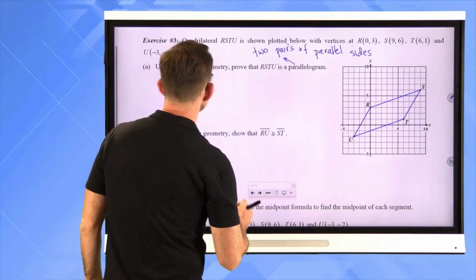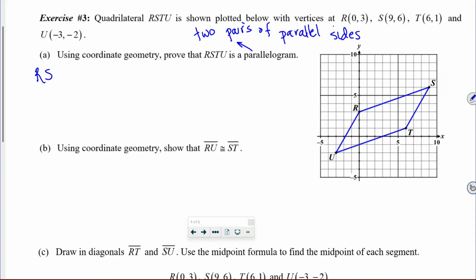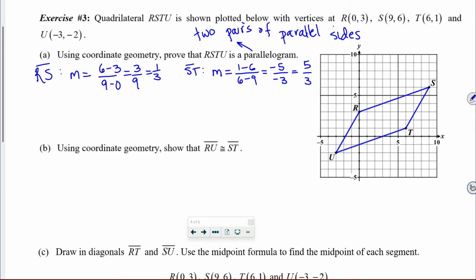Let's do the first couple sides together. Let's figure out the slope of RS. The slope of RS is going to be 6 minus 3 all over 9 minus 0. That's 3/9, and we want to reduce it to 1/3. Let's do ST. ST's slope is 1 minus 6 all over 6 minus 9. That's -5 over -3, which I'm going to simplify to 5/3.